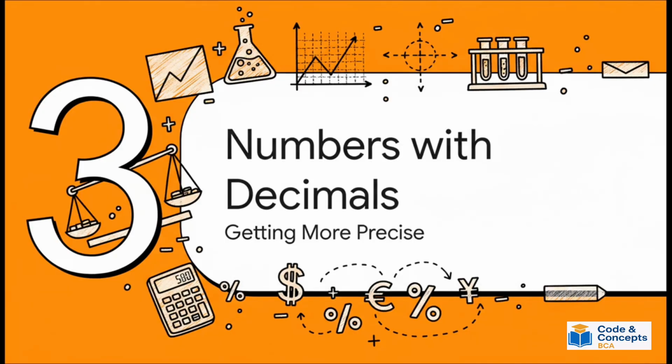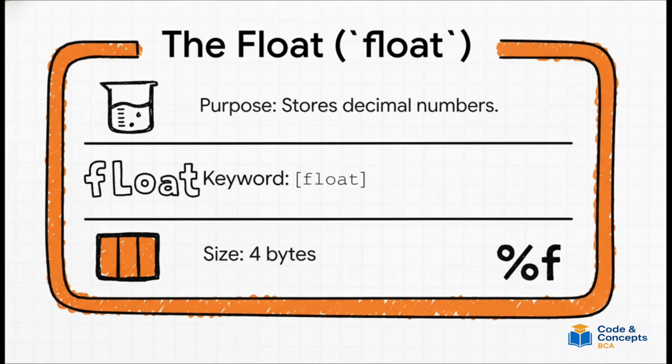Okay, whole numbers and letters are great, but what about everything in between? For stuff like prices, measurements, scientific formulas, we're going to need a lot more precision. So let's look at the tools for numbers with decimal points. The first tool we have for this is the float. It's designed specifically for what we call floating point numbers, which is just a fancy way of saying decimal numbers.